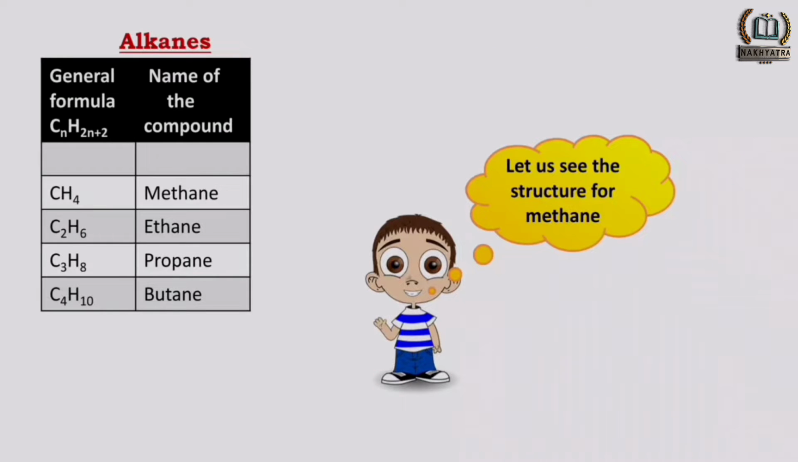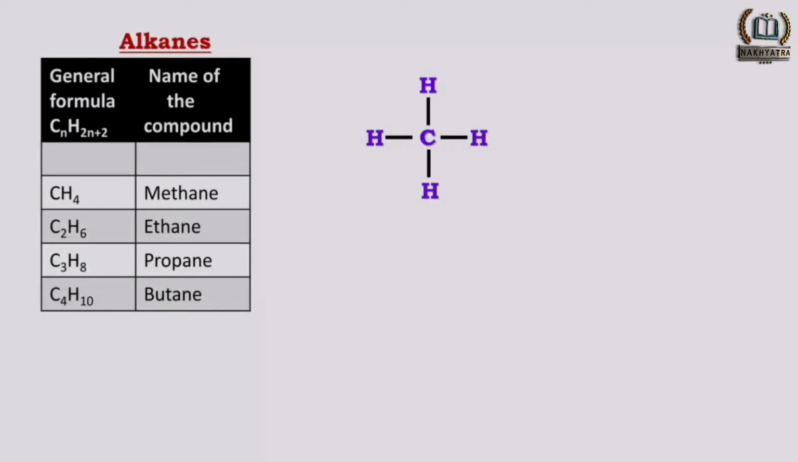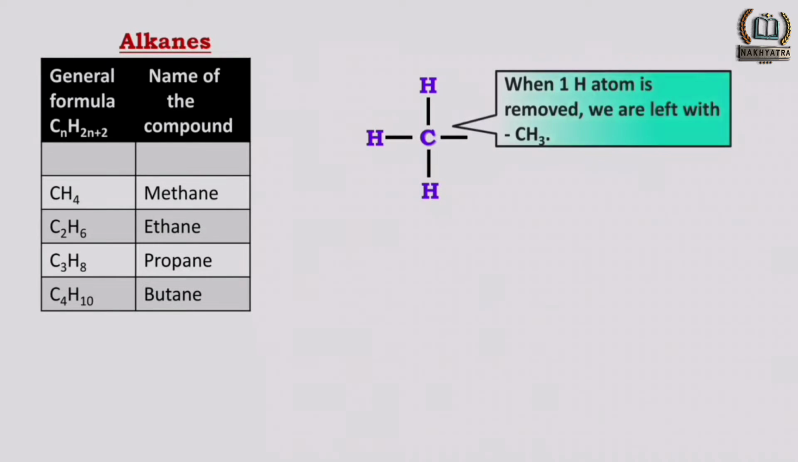Now let us see the structure for methane. Alright, so see the structure of methane now. See here 1 carbon atom and 4 hydrogen atoms. So this is the structure of methane. Here when 1 hydrogen atom is removed, we are left with CH3. So can you see when 1 hydrogen atom is removed, we are now left with only 3 hydrogen atoms. So it is your CH3.